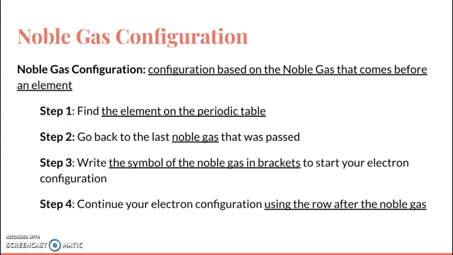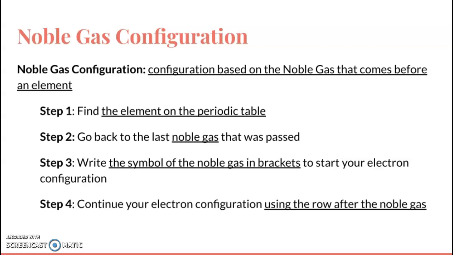All right, so next we have noble gas configuration, and this is just a configuration based on the noble gas that comes before an element. We call this shorthand notation. So it's going to shrink my overall electron configuration. My first step is the same as the one before. I'm going to find my element on my periodic table. I am then going to go back to the last noble gas that was found or passed. I'm then going to write that symbol of the noble gas in brackets and then continue on with my electron configuration until I have finished it up, using the row after the noble gas to finish it up.